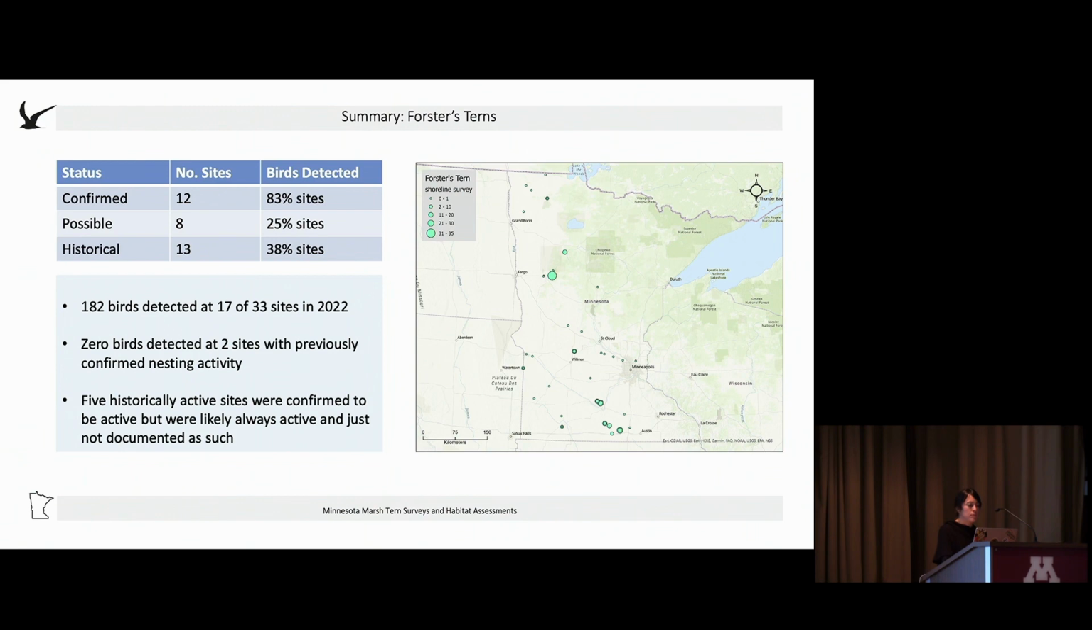Forster's terns, similar, we detected 182 birds at 17 of 33 sites. 0 birds were detected at 2 sites that had previously confirmed nesting activity, and 5 historically active sites were confirmed to be active. And again, similarly, at some of those sites, it appeared that those birds had probably been nesting there for a while.